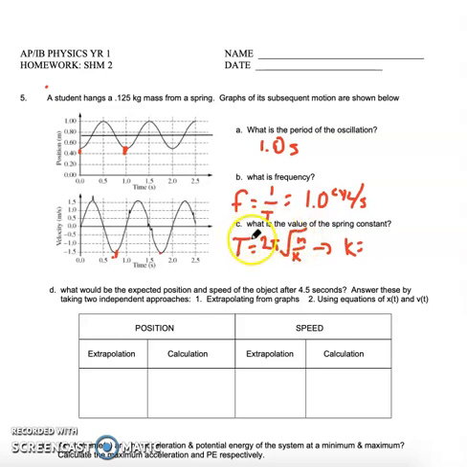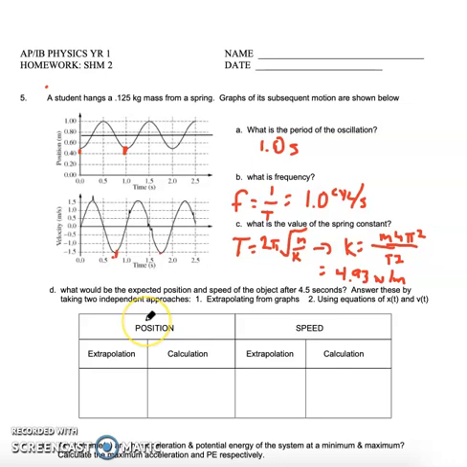This becomes t squared. So that's going to be m times 4 pi squared all over t squared. And if we put in the numbers, okay, we should get 4.93 newtons per meter. Okay, so I'll leave that. You should be able to verify that.